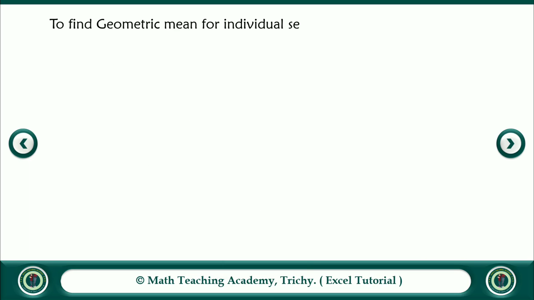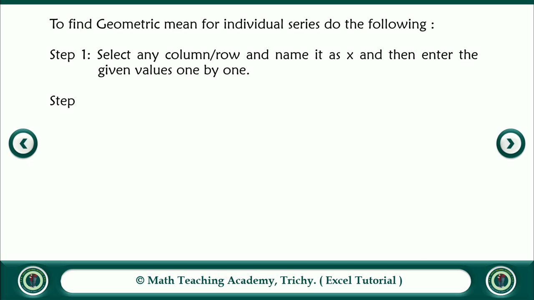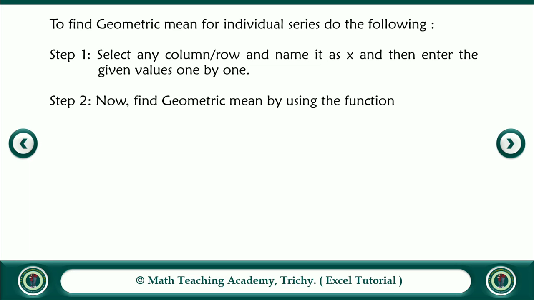To find geometric mean for individual series, do the following steps in Excel. Step 1. Select any column or row and name it as x and then enter the given values one by one. Step 2. Now find geometric mean by using the function equal to geomean of data range of x.